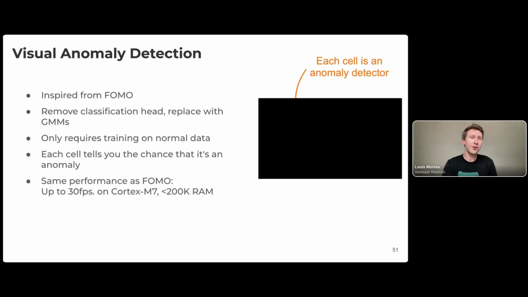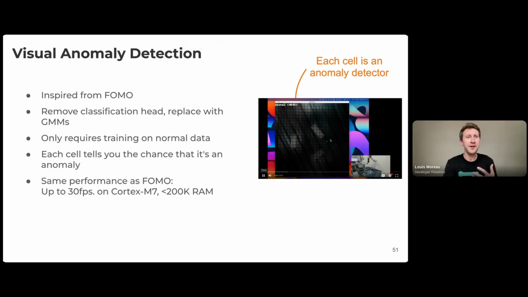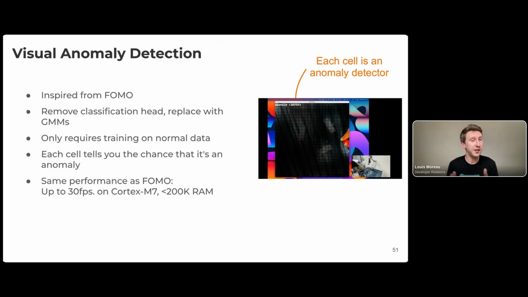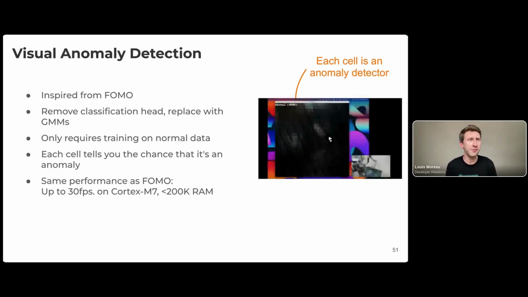So we got inspired by our FOMO models. FOMO stands for faster objects, more objects. In that case, just like we do with the embeddings, we remove the classification head and replace it with a GMM, so Gaussian mixture models. It only requires being trained on normal data, and each cell will tell you if there is a chance of an anomaly. It has almost the same performance as FOMO, so up to 30 frames per second on the Cortex M7, and within around 200 kilobytes of RAM.